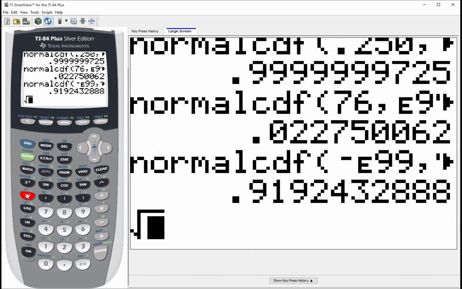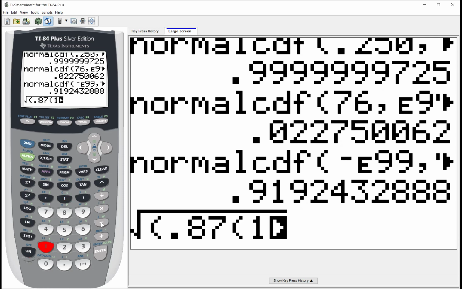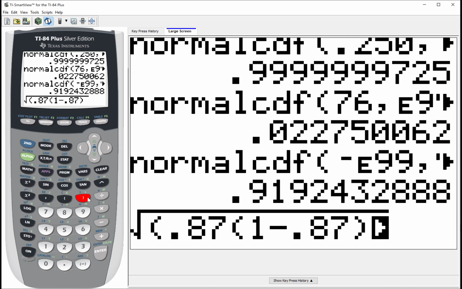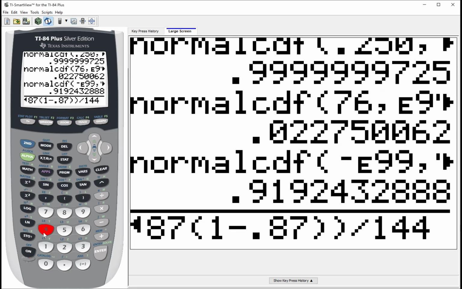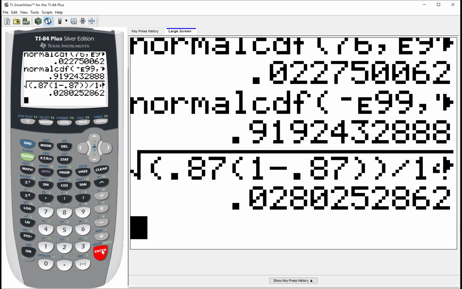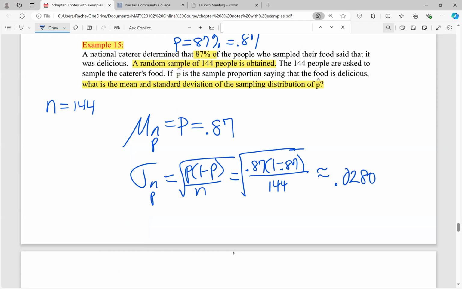I like to put parentheses around the whole numerator. Whenever I write a fraction, I like to put parentheses in the numerator just so I make sure the order of operations doesn't get messed up. So I'm going to do parenthesis for the numerator: 0.87 times 1 minus 0.87, close the parenthesis for the 1 minus 0.87. That's for multiplication. Now close the parenthesis for the numerator, and we're dividing that product by 144. And we get about 0.0280. So that's how we calculate the mean and the standard error of all the P hats.